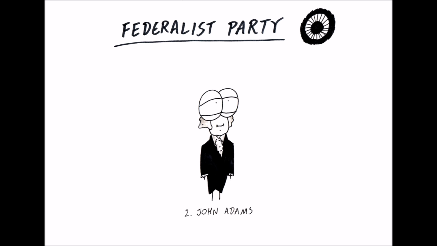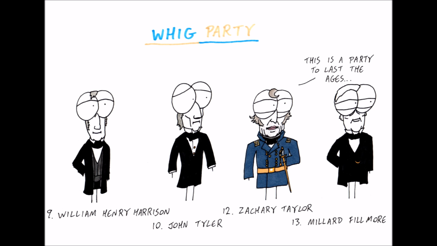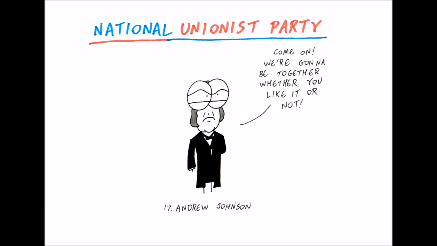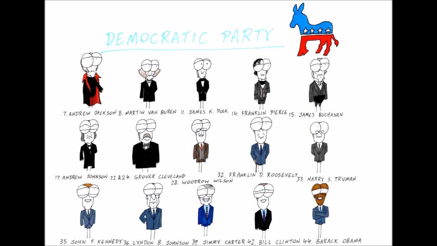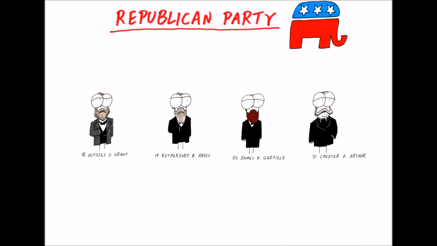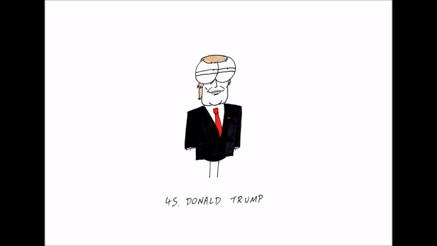There was 1 Federalist, 4 Democratic Republicans, 4 Whigs, 1 Independent Democrat. Andrew Johnson was a National Unionist but also a Democrat, of which there were 15 presidents. There have been 19 Republican presidents, and between Democrats and Republicans, the longest consecutive streak is 4 Republican presidents in a row. Donald Trump may be the 45th president, but he is only the 44th person to be president.